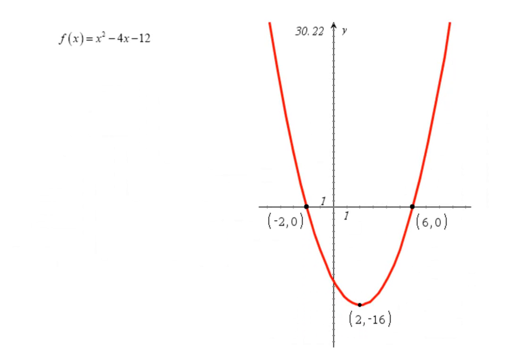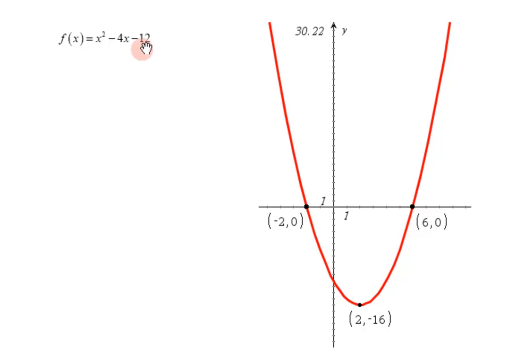Alright, what we're going to do is look at a function like this. f(x) = x² − 4x − 12. And I want to show you the relationship between the function and its graph. Remember, if you create a t-table and you plot this parabola, you get this graph over here, right?